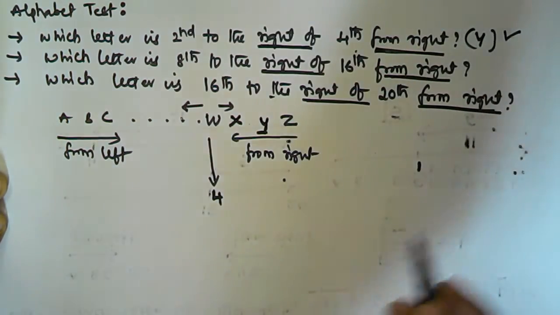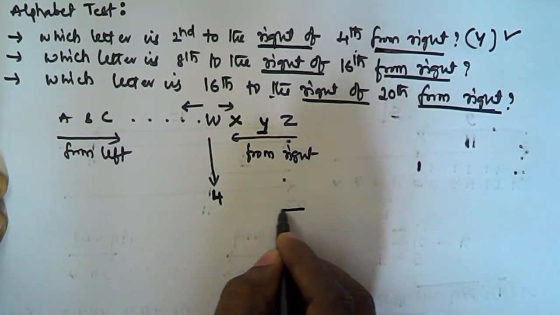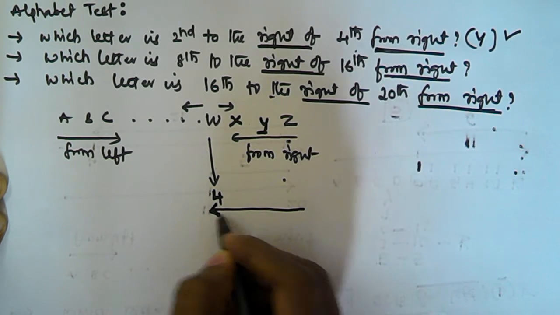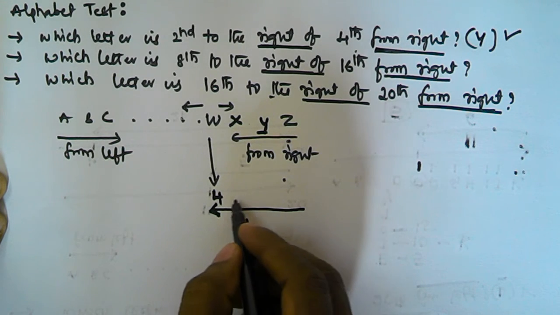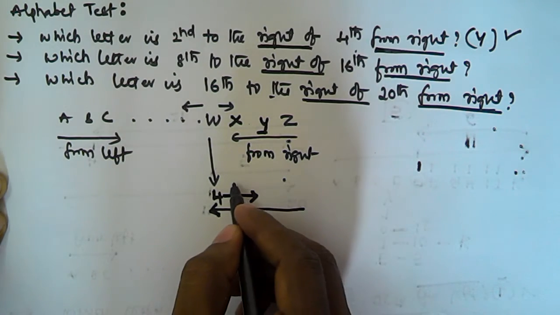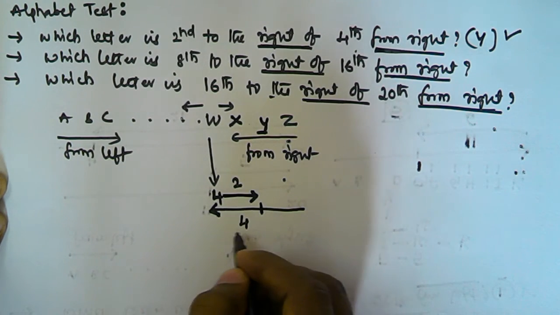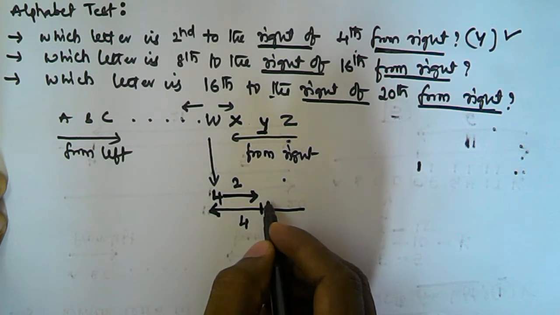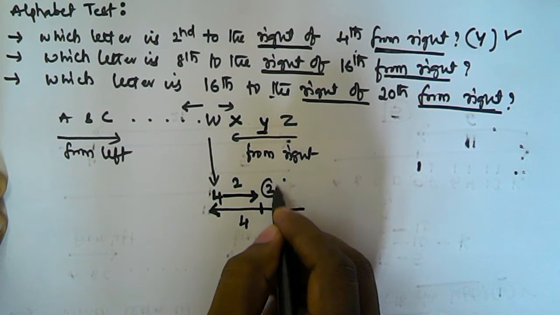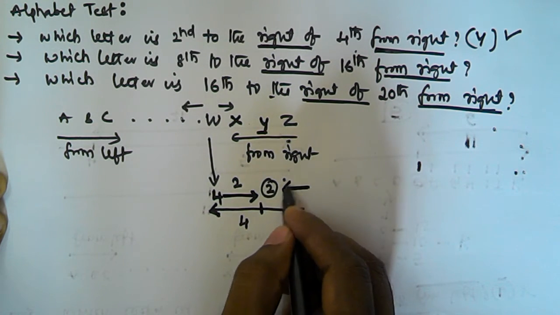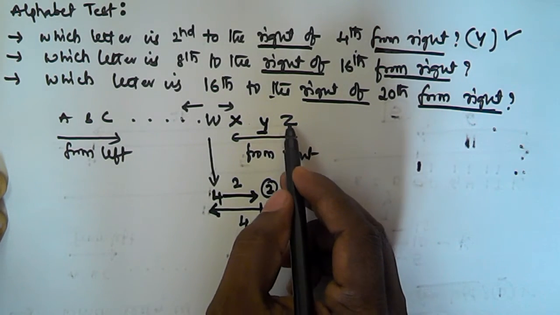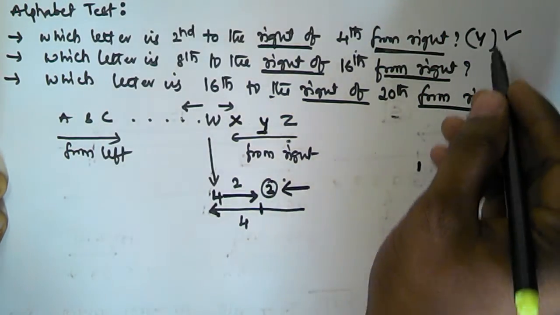So that means we moved four positions from right, and again we moved two positions back. To find this position we subtract: 4 minus 2 is 2. So this 2 is from the right side, that means the second letter from the right side. The second letter from the right side is Z and Y, so the answer for this one is Y.